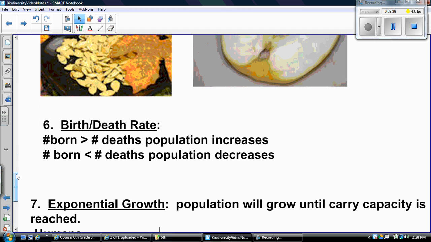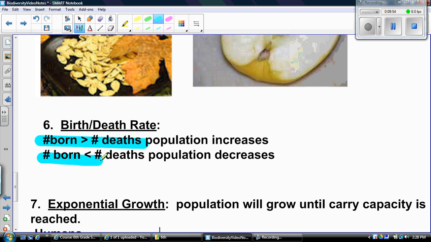Okay, another factor that's going to affect the population size is the birth/death rate. So if the number born is greater than the number of deaths, then the population is going to increase. If the number born is less than the number of deaths, then the population decreases. For example, if you take the human population, in third world countries, this might occur more frequently where the number born is less than the number of deaths because they don't have as many advantages as we do in America. So their population starts to decrease and they die out from starvation and disease.